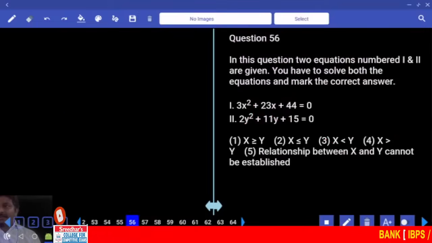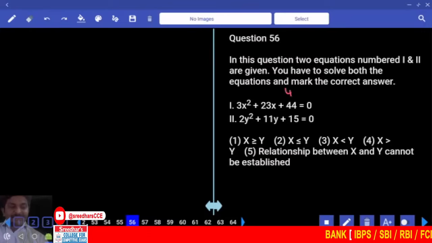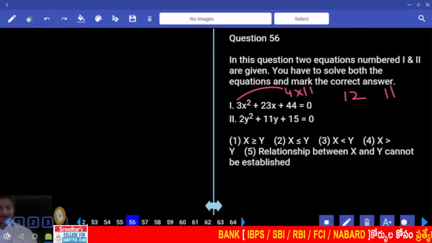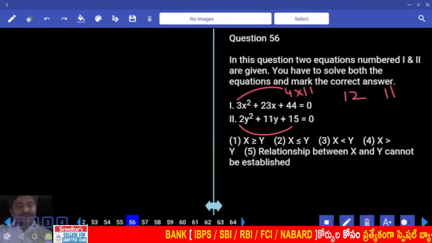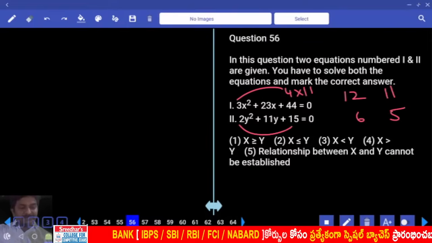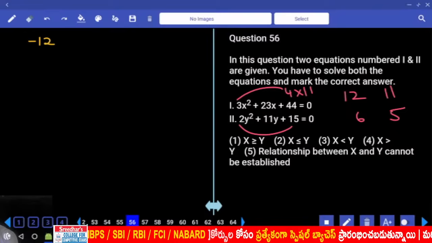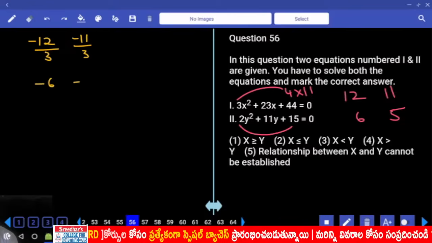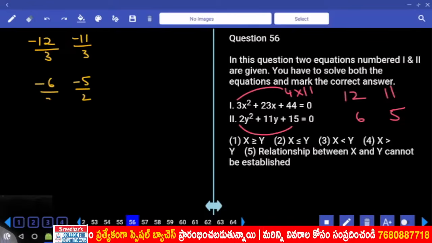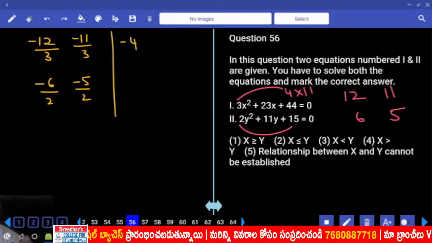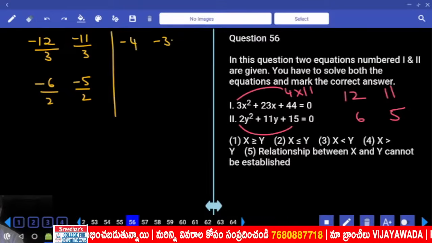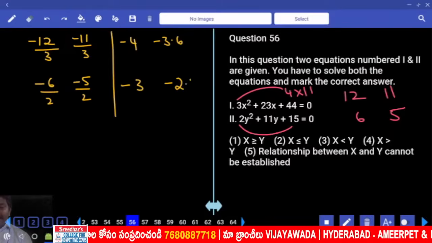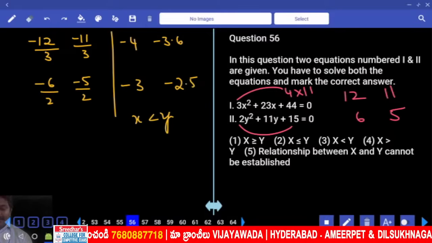Is it free? No. Write 44 as 4 into 11. 3 into 4, 12 and 11. That is a combination. 2 into 15, 30, can be written as 6 into 5. So the factors are minus 12, minus 11 divided by 3, minus 6, minus 5 divided by 2, which is minus 4, minus 3.66, minus 3, minus 2.5.